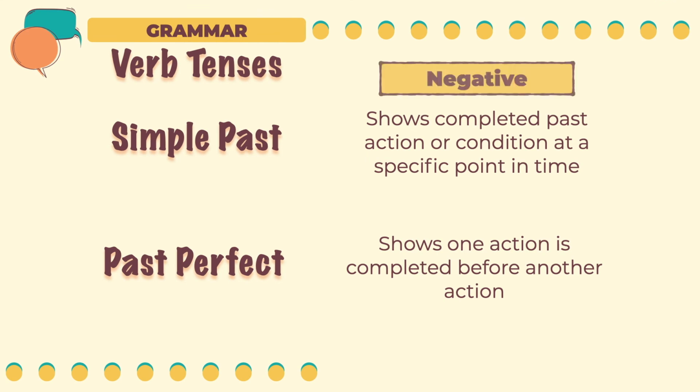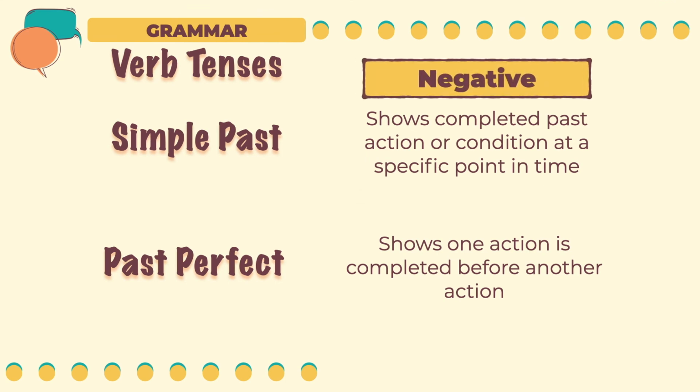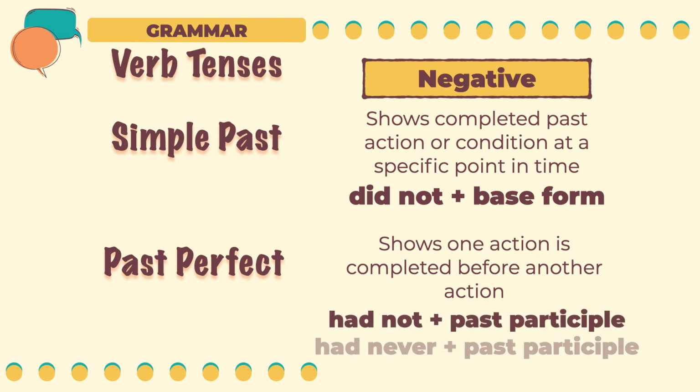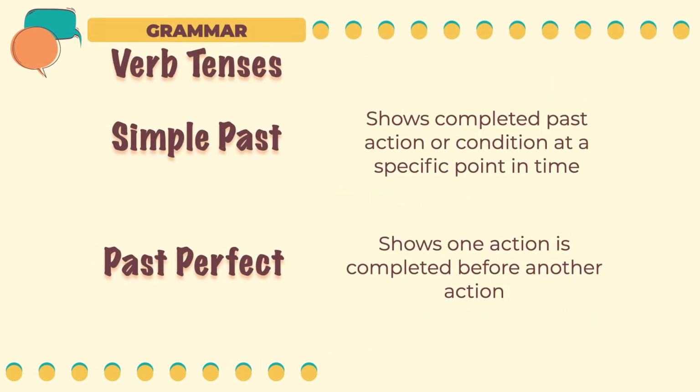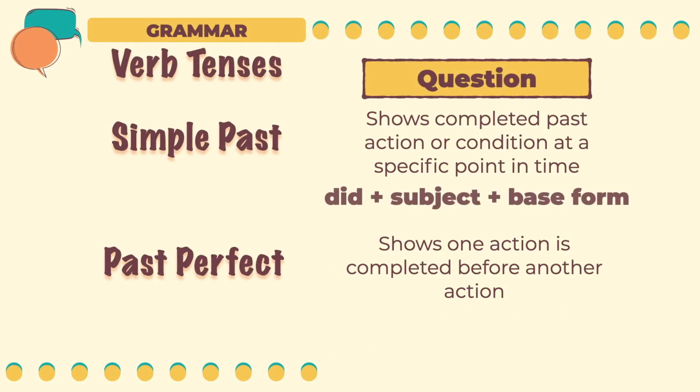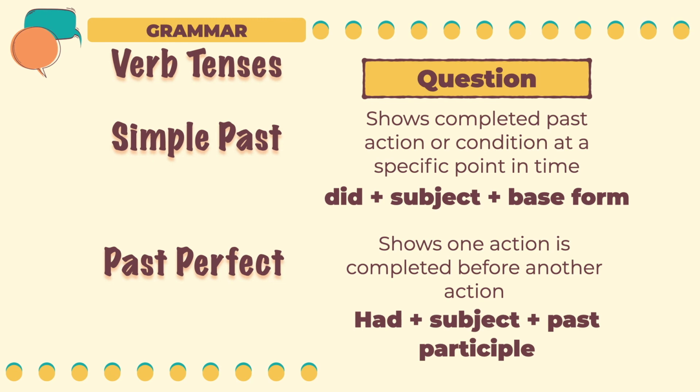For negative sentences, the formula for simple past is did not plus base form of the verb, while for past perfect is had not or had never plus the past participle. For interrogative sentences or questions, use the formula did plus subject plus base form of the verb for simple past tense, and had plus subject plus past participle of the verb for the past perfect tense.